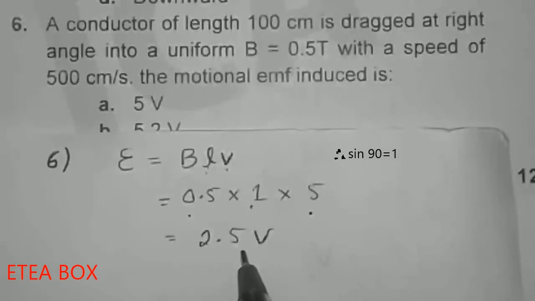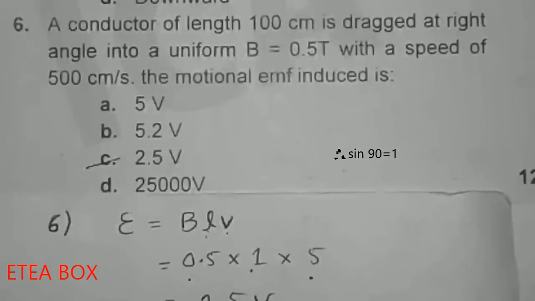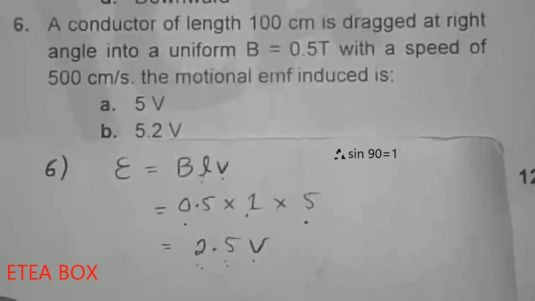So on multiplying these three, you will get 2.5 volt. So look here, option C is correct, 2.5 volt.